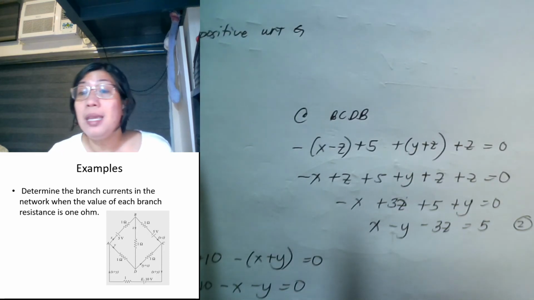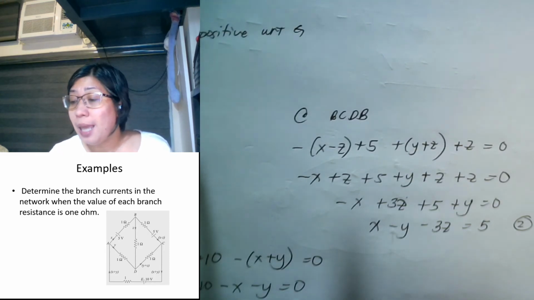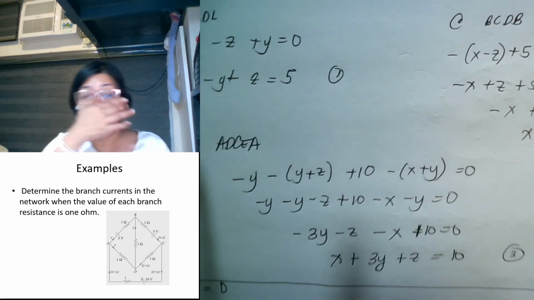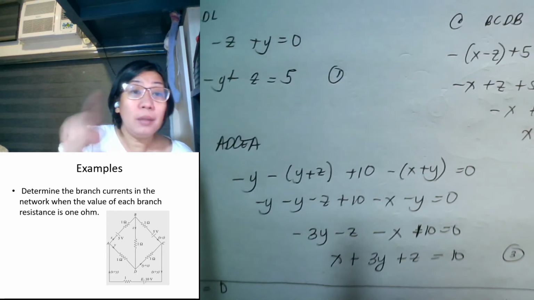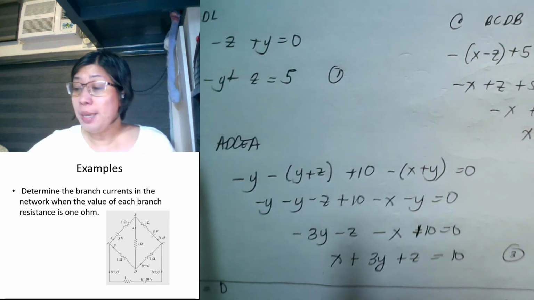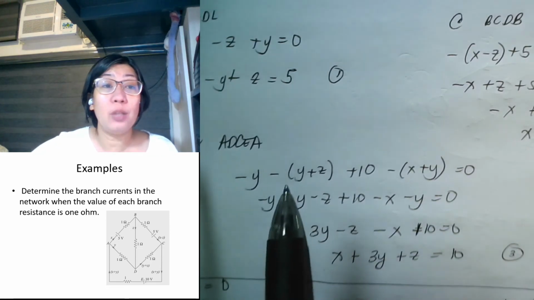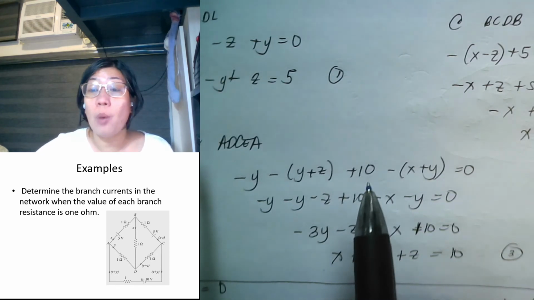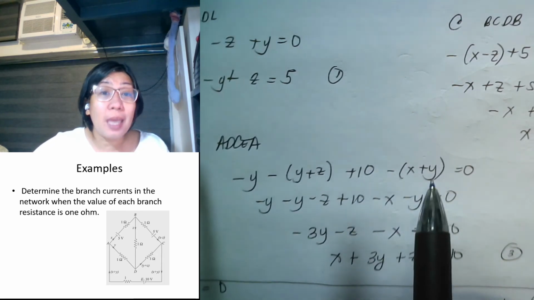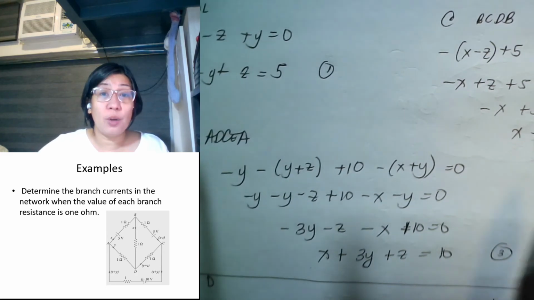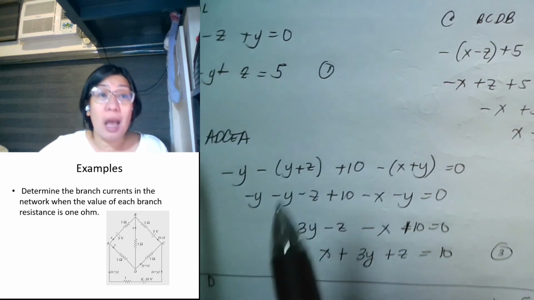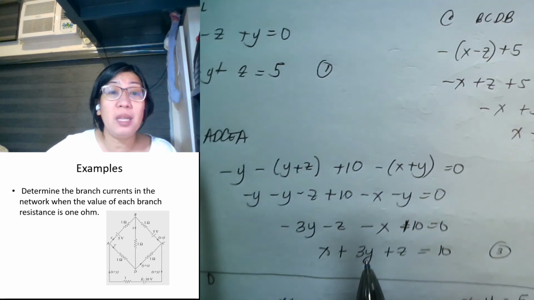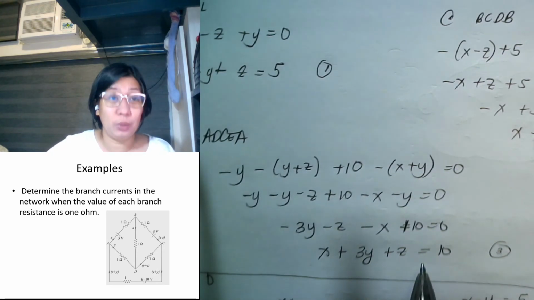A, D, C, and A. So we have here A, D, C, and A. So by having a loop there, you will be getting minus Y plus Z, plus 10. 10 is our source. Okay? Minus Y plus X is equal to 0. Combining those three equations now, we have X plus 3Y plus Z is equal to 10.